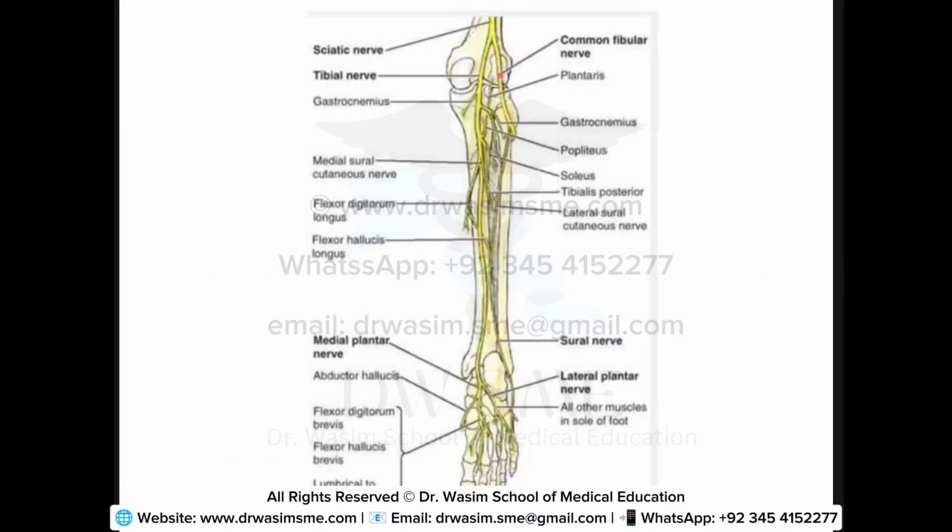So this is the diagram. From here the common peroneal nerve is going to come into the anterior compartment, and the tibial nerve is going to move down in the posterior compartment of the leg. Later on, at the ankle joint, it is going to divide into the medial plantar nerve and the lateral plantar nerve, which are going to supply innervation to the sole of the foot, the muscles, as well as the sensations on the sole of the foot.